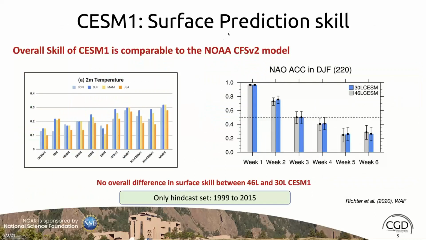So here is the surface prediction skill of those versions of the model, and there are two main outcomes of that. First, we found that the overall skill of CSM1 is comparable to the NOAA CFS V2 model, and you see that in the left hand plot here. This is over global land, 2-meter temperature, and the NOAA CFS V2 model is here, and then the two versions of CSM1 are a little bit over to the right, and you see for all of the seasons their skill is comparable. You can find small differences, none of them are statistically significant, but overall CSM1 is doing really well.